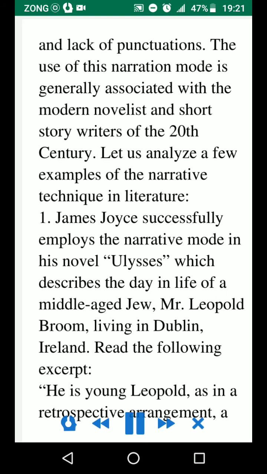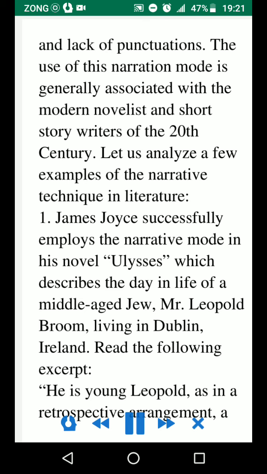The use of this narration mode is generally associated with the modern novelists and short story writers of the 20th century. Let us analyze a few examples of the narrative technique in literature. 1. James Joyce successfully employs the narrative mode in his novel Ulysses, which describes the day in the life of a middle-aged Jew, Mr. Leopold Bloom, living in Dublin, Ireland.